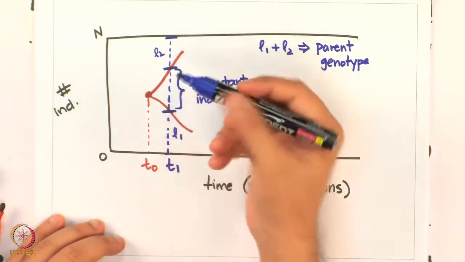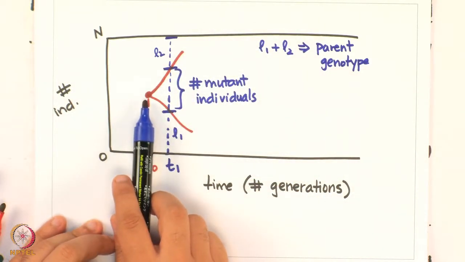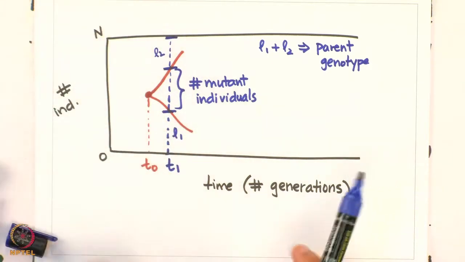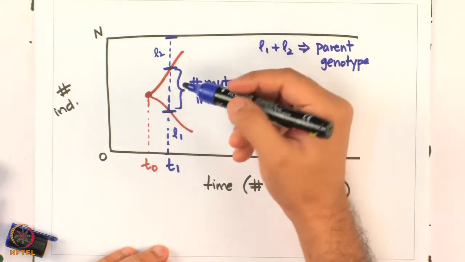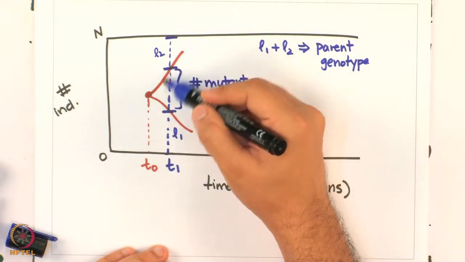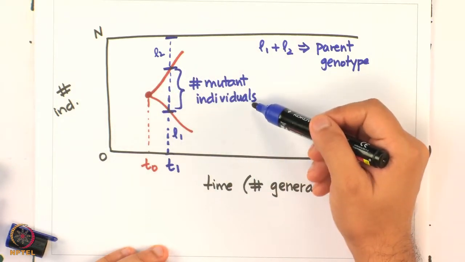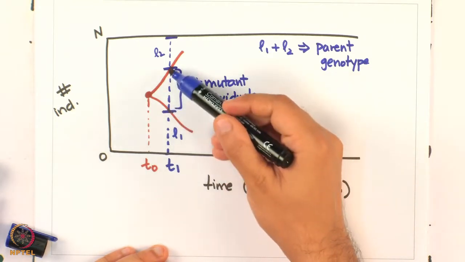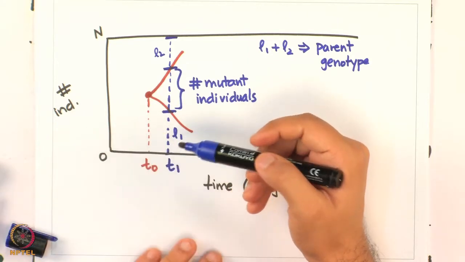So, at any point I draw a vertical line, and because the mutation population arose from this particular individual which is now spreading in the population, at any given point T1, if I draw this vertical line, the number of individuals between the spread give me the number of mutant individuals that are present in the population at that particular instant. Anything outside this spread is the parent genotype that I started with.